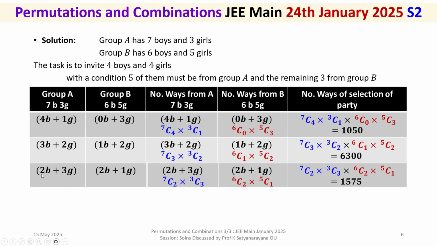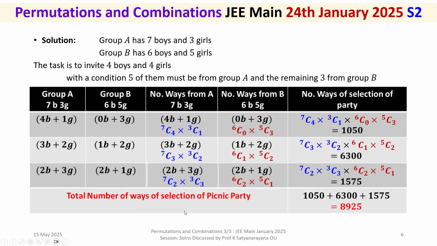Now one will say, sir, I will take 1 boy plus 4 girls. This is not possible because group A has only 3 girls. 3 we have already exhausted. Therefore, these are the only choices. Therefore, the total number of ways of selecting the picnic party is the sum of all these, that is 1050, 6300, 1575. When added, we will get 8925.